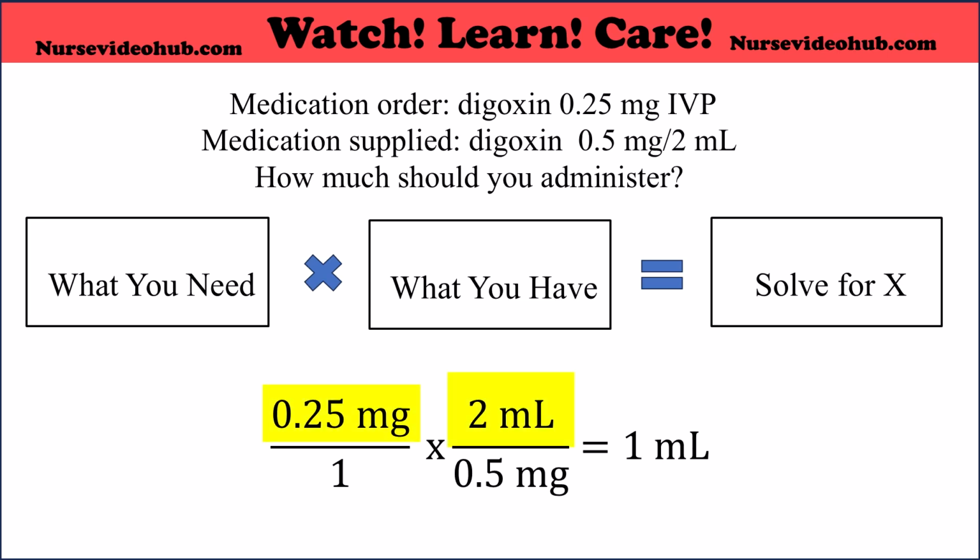0.25 times 2 divided by 0.5 equals 1. The milligrams canceled out. You would administer 1 milliliter.